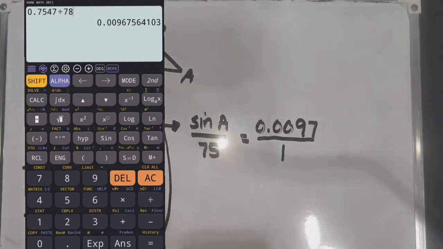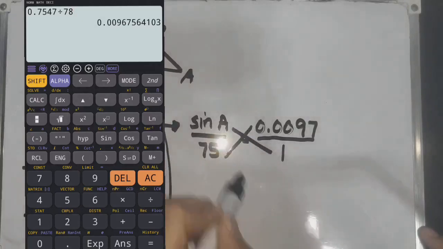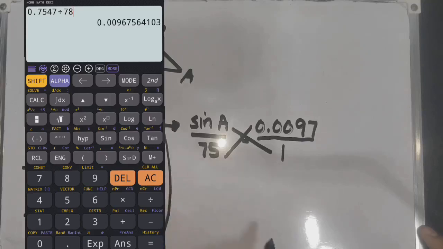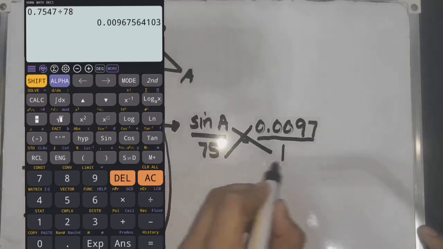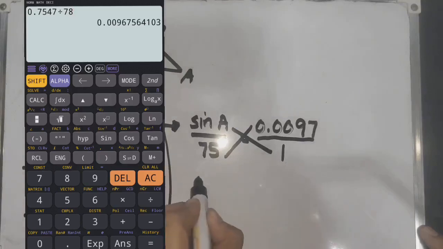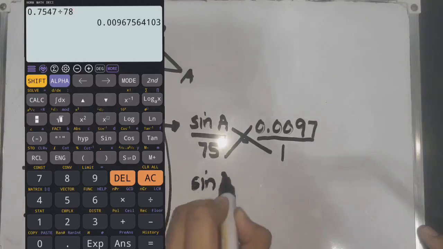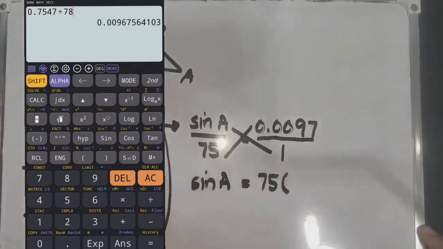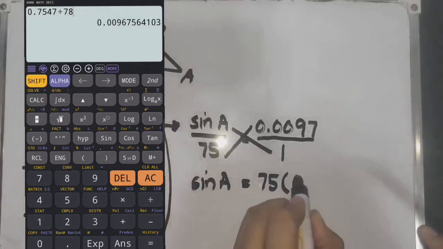So yun. Then, next process natin is cross multiply. So dito, mas madali na natin. 1 na lang itong i-multiply natin sa sine A. Kumpara dito, na 78 yung i-multiply natin sa sine A. So malilito pa tayo. So i-divide muna. Then kapag na-divide, saka mag-cross multiply. So next is, eto, kokopyahin na lang natin kasi 1 lang naman yon. So sine of A is equal to 75 times 0.0097.